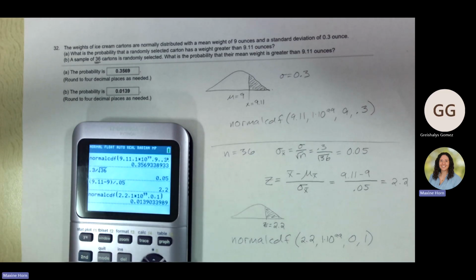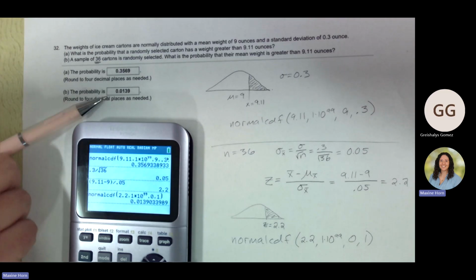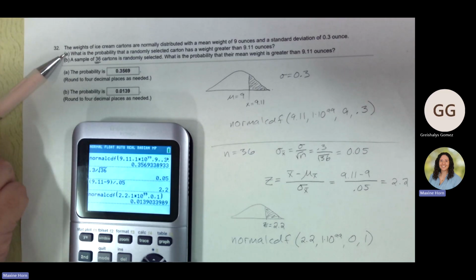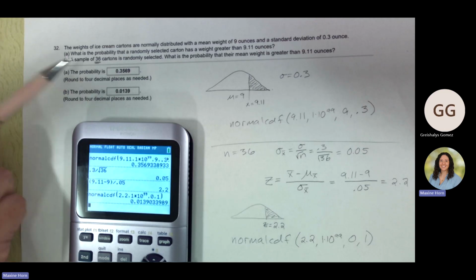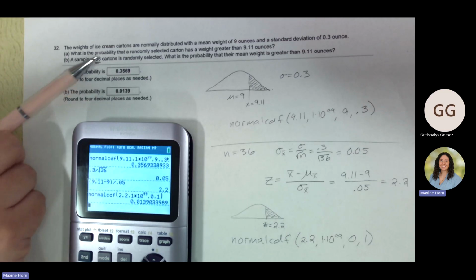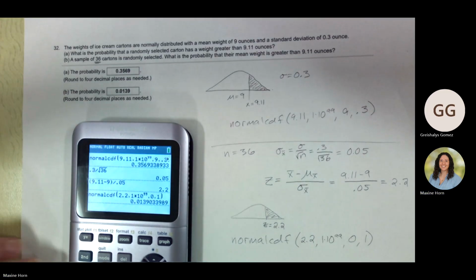And there we have it. You'll notice, just like the last one, these numbers are different. When we're talking about the population, this is the probability that it's going to be greater than 9.11. When we're talking about a sample of 36, the probability that the mean weights are going to be greater than 9.11 is much less. All right, and that is the final problem.